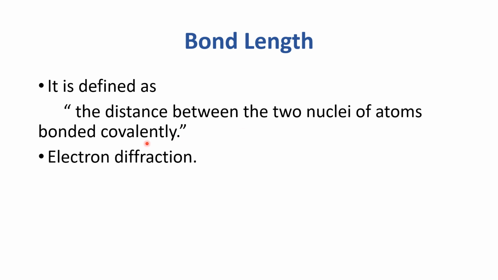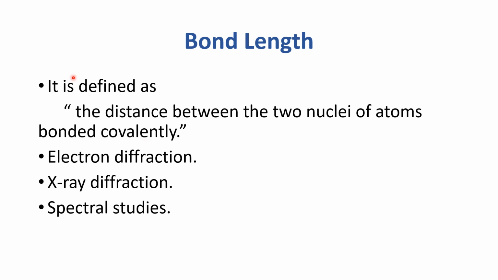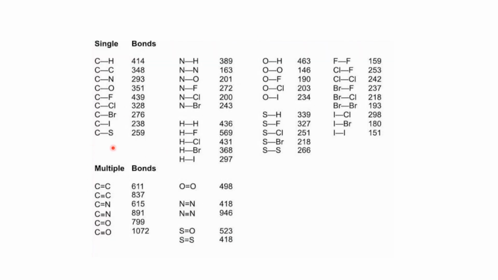इसे हम different methods से measure करते हैं: electron diffraction, X-ray diffraction, and spectral studies. Following are the different bond lengths. C-H bond length is 414, C-Cl is 238, C double bond is 611.